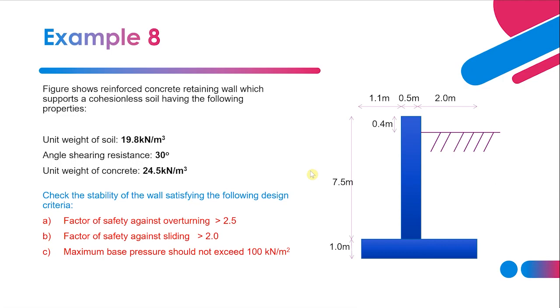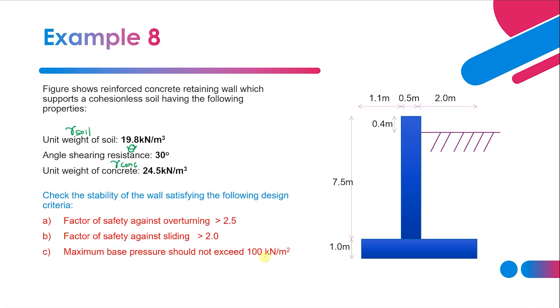Now we look at example 8. Figure shows a reinforced concrete retaining wall which supports a cohesionless soil having the following properties. Given a unit weight of soil is 19.8, angle of shearing resistance is 30 degrees, meaning angle of shearing resistance is theta, 30 degrees. Unit weight of concrete is 24.5. This is the unit weight of the retaining wall itself. Check the stability of the wall satisfying the following design.